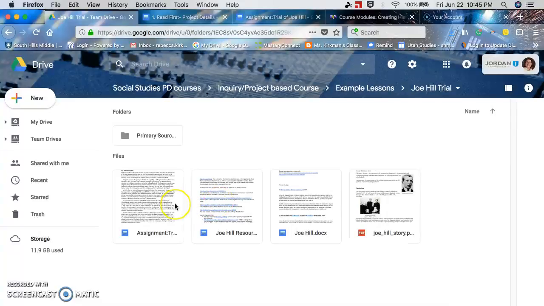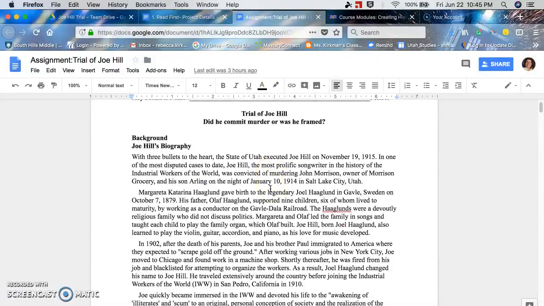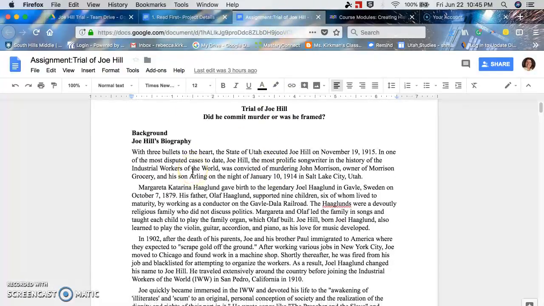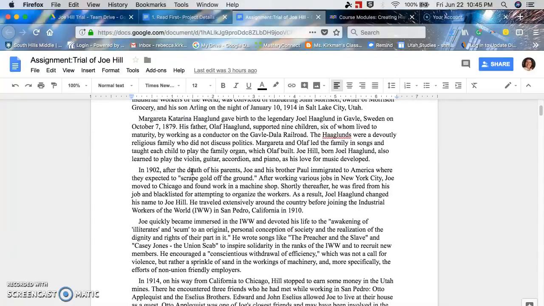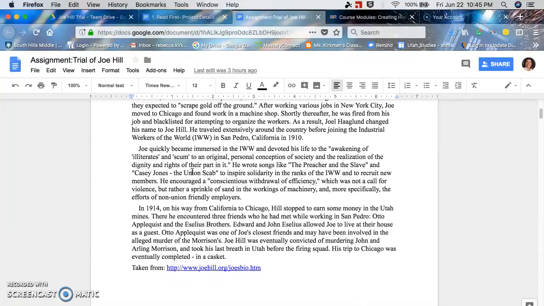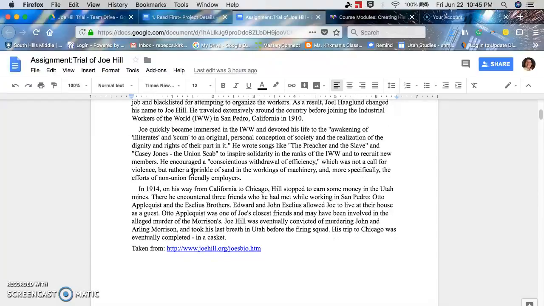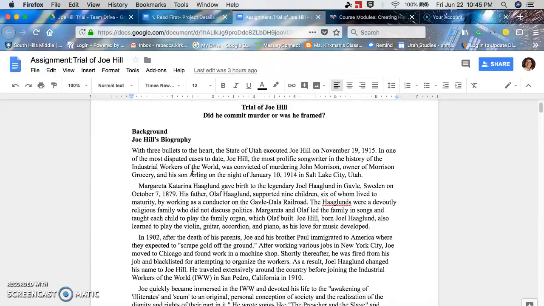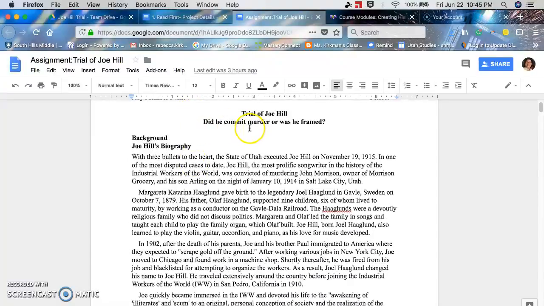Also with that, within the assignment itself, I had some background information about Joe Hill, so the students can get a good glimpse about who he was and maybe why he was important, and why it would matter if he committed murder or not, or if he was framed. So again, this was very helpful in establishing my project-based and inquiry-based learning.